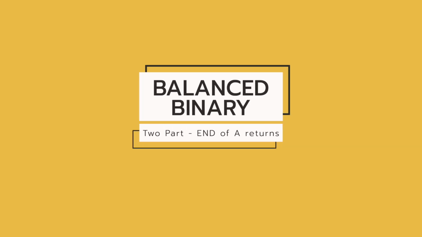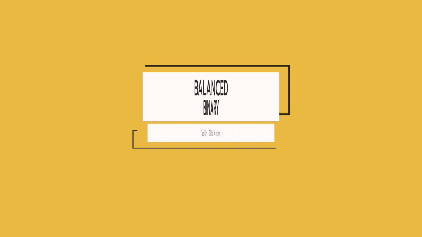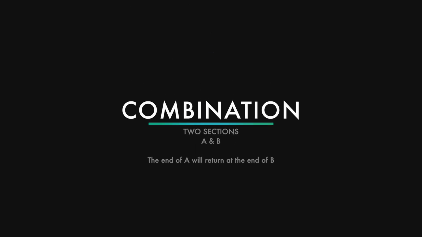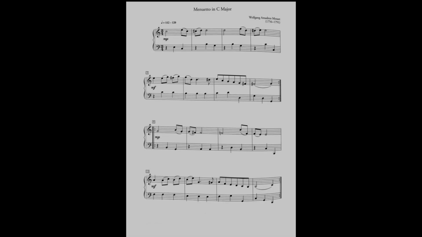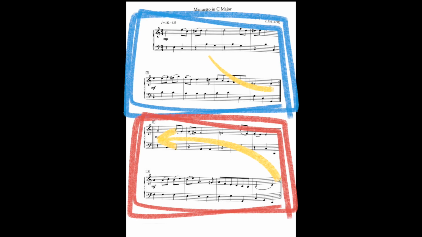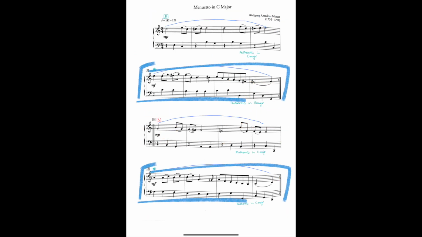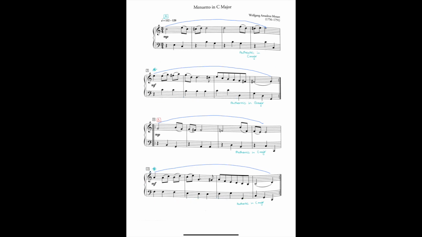The final type of binary form is balanced binary. This is a combination of simple and rounded binary. It's a 2-part form with repeat signs surrounding each section. Cadences follow similar patterns to the previous ones. But what's different here is how section A returns at the end. It's not a complete statement, and it's the end of the original section A, not the beginning. It can be the complete phrase, or it can be only the cadence.